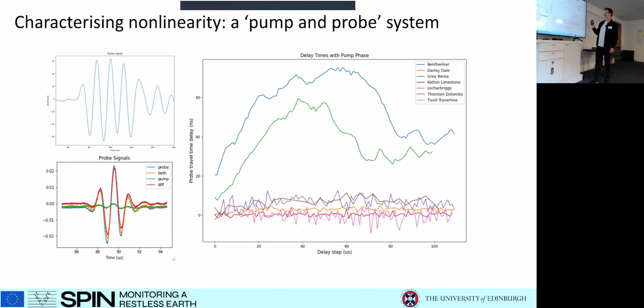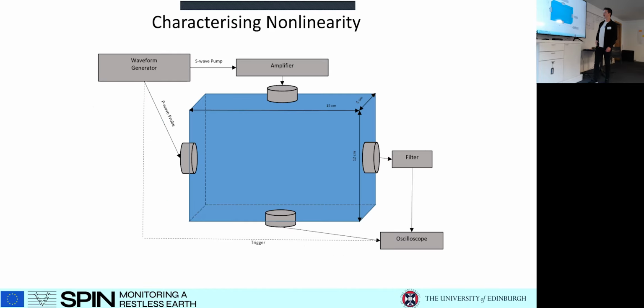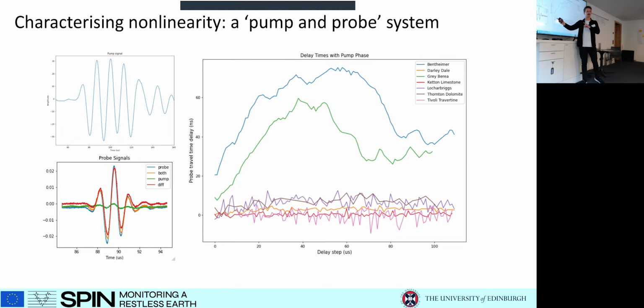And so essentially what we're doing is we're repeating this experiment about 100 times, where we delay the probe wave by 1 microsecond at a time, so that it intersects with the shear wave at different phases of the complete envelope of the shear wave. And so these are the results.